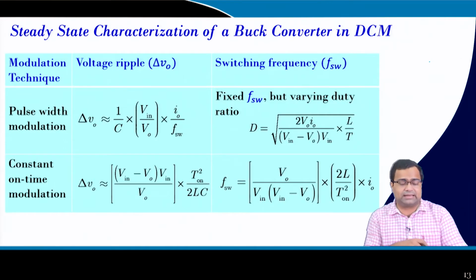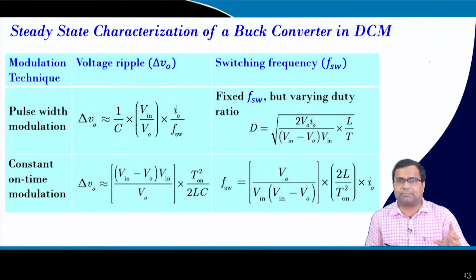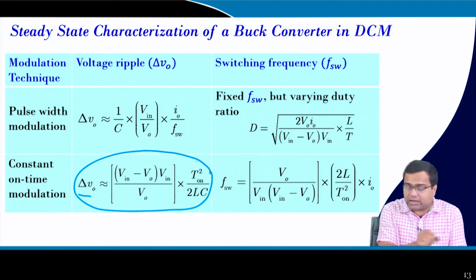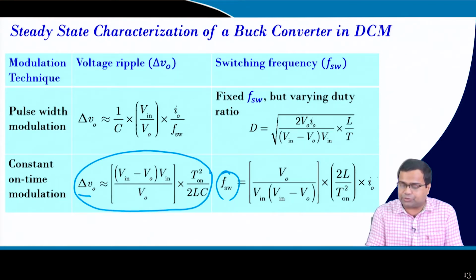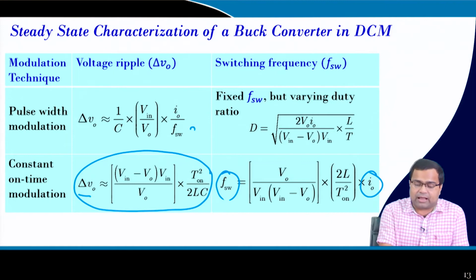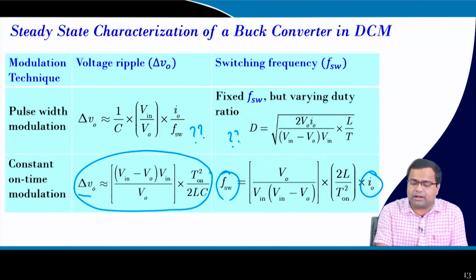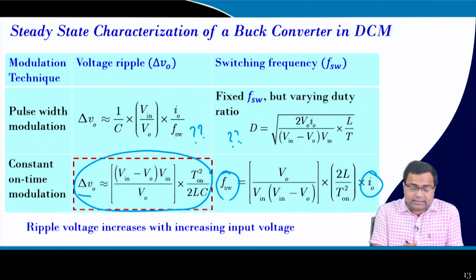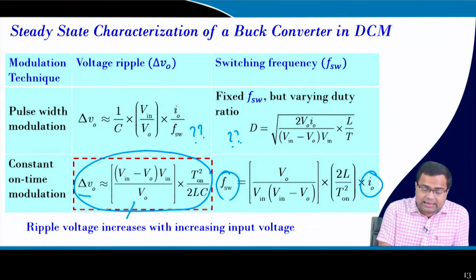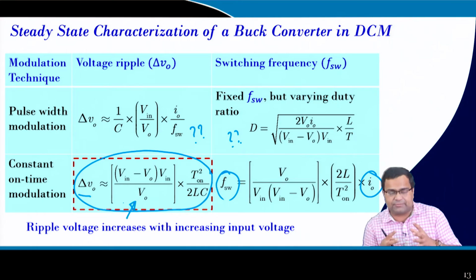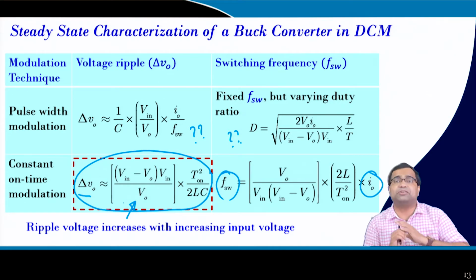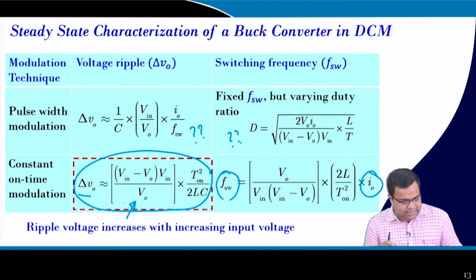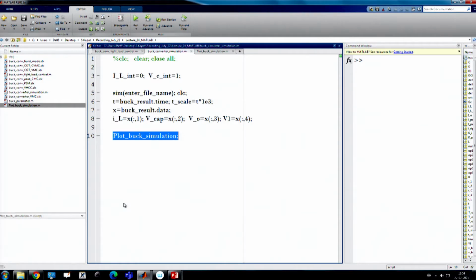So, the steady state characteristic: if you take constant on time control, the output voltage ripple is more or less independent of load current and switching frequency varies proportionally with the load current, and you have a real problem in PWM under light load when your switching losses are high. But this quantity, if you see, is input voltage dependent. So, suddenly if your input voltage increases, then your ripple can be drastically affected. Okay? So, we will see this in the MATLAB case study.